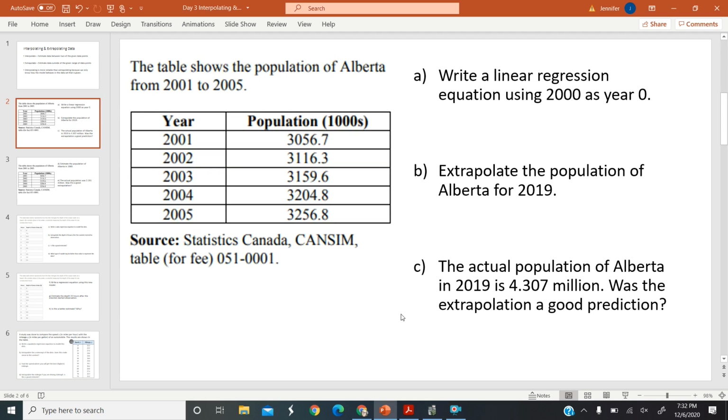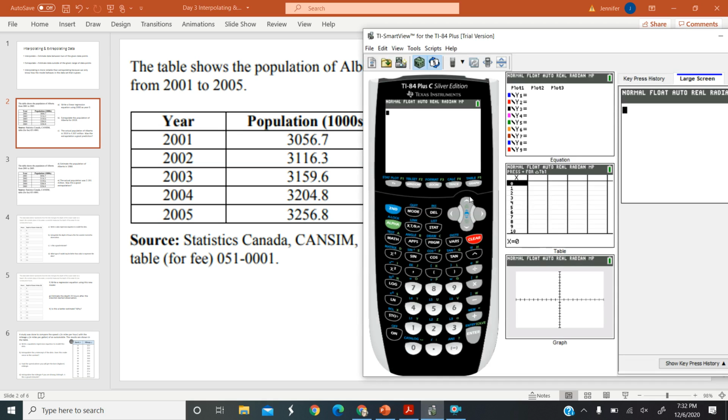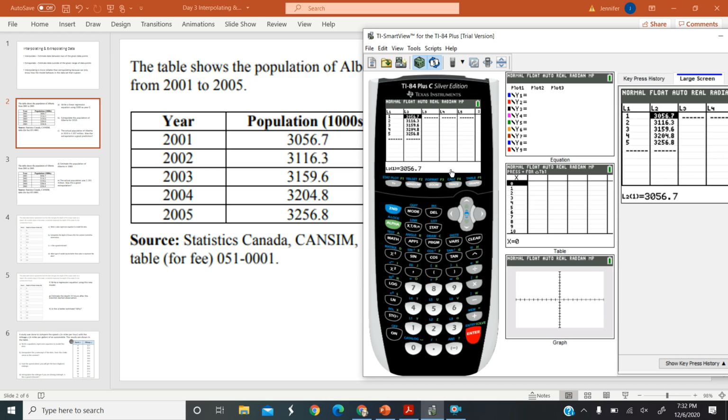So here's our first example, and what we're looking at is the population of Alberta, Canada between the year 2001 and 2005. It wants us to write a linear regression equation using the year 2000 as year 0. So that means 2001 would be 1, 2002 would be 2, and so on. I entered that in our calculator for us. To do that, you would go to Stat, Edit, and enter in your list.